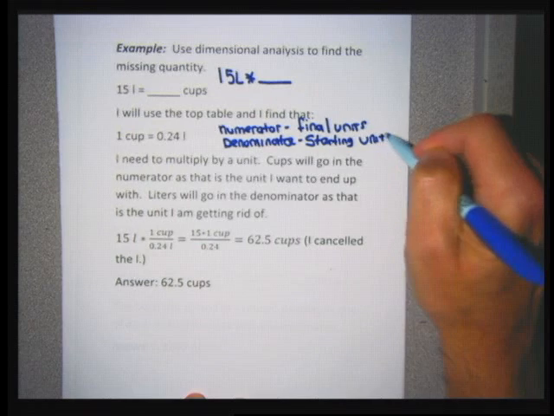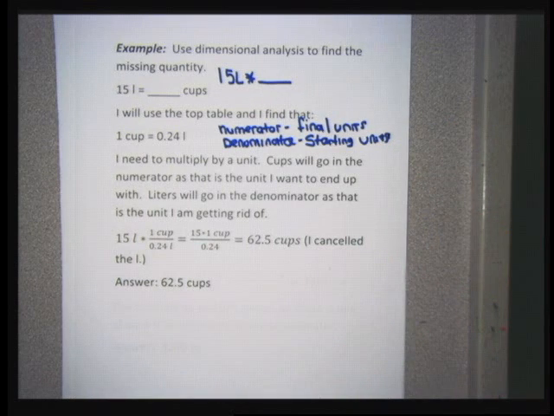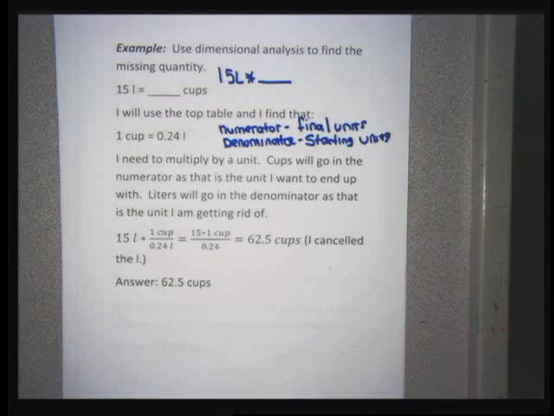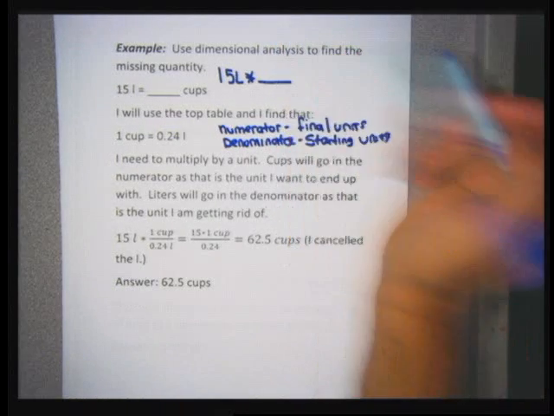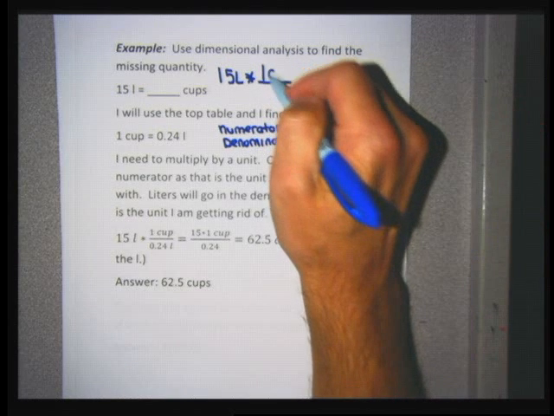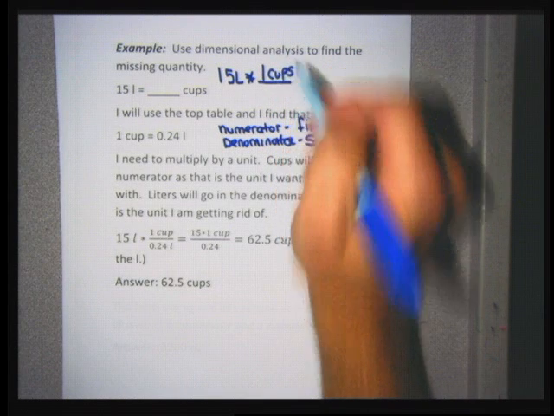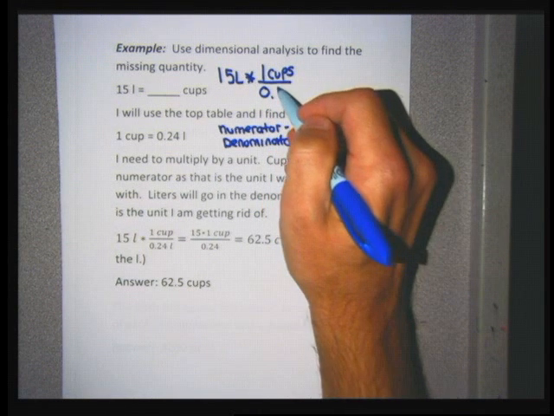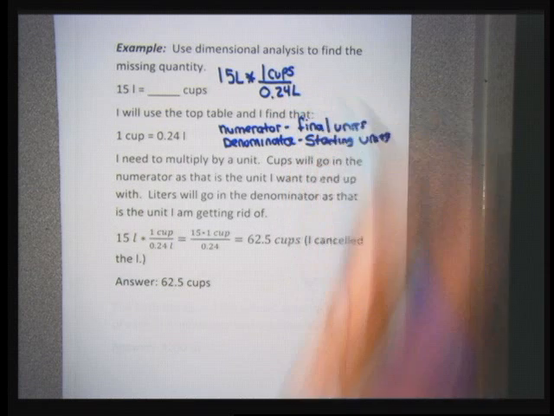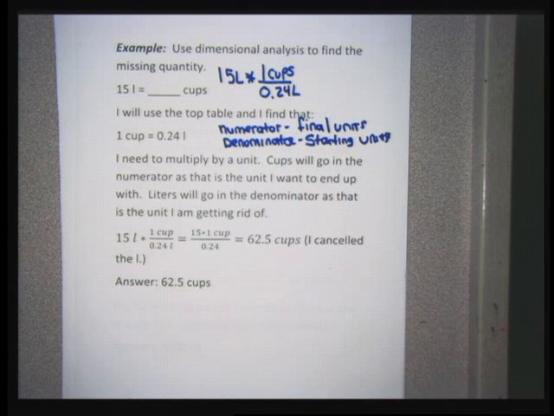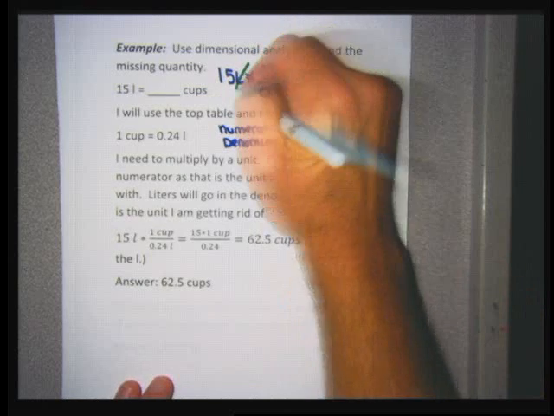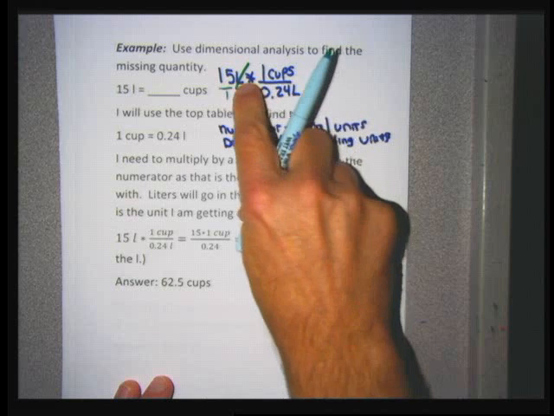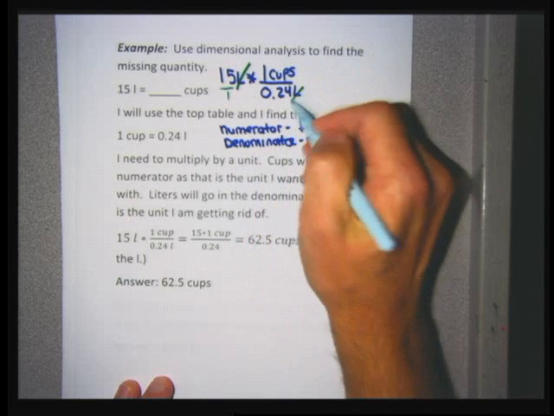So I'm going to multiply by a fraction that relates the liters and cups. So 1 cup is 0.024 liters. And in the numerator, I'm going to put the final units, which is cups. And in the denominator, I'm going to put the unit that I started with, which is liters. And now I'm going to do the math. So to do the math, I can cancel out the liters, because this 15 is really considered 15 over 1. So that liter is in the numerator. It will cancel with the liter in the denominator.